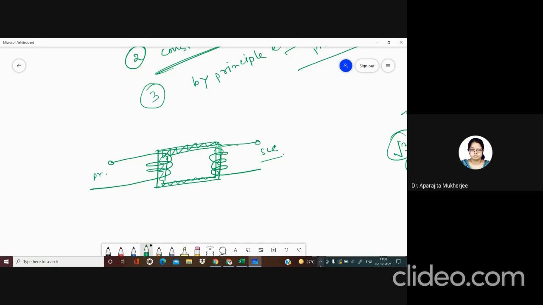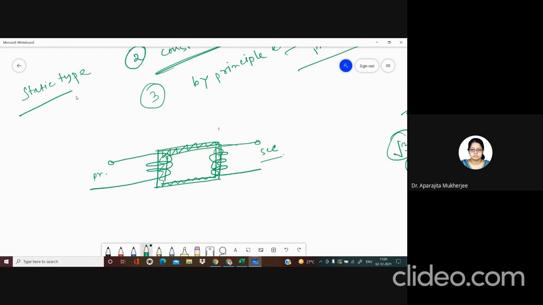Okay, then it's fine. So the transformer is also called a static type of instrument. Machines are broadly classified into two types: one is static type, another is rotating type. Rotating type, we have already studied, such as the DC machine as well as the synchronous machine. But the transformer is a static type of machine, that means no moving part is there in the transformer. Now, what is the operating principle? We can see the transformer consists of a soft iron core.